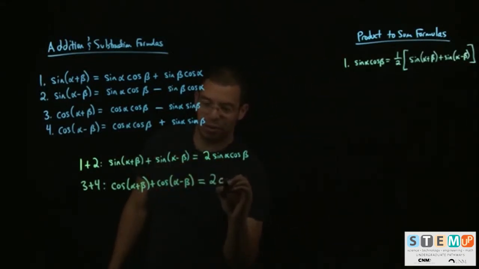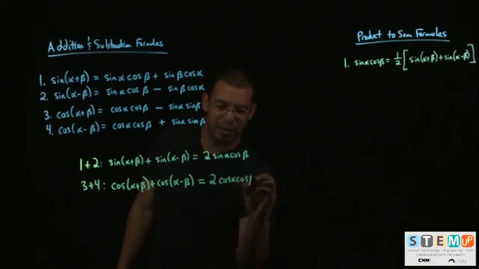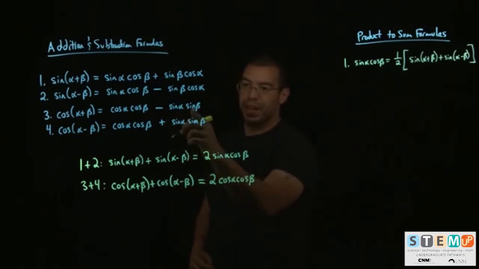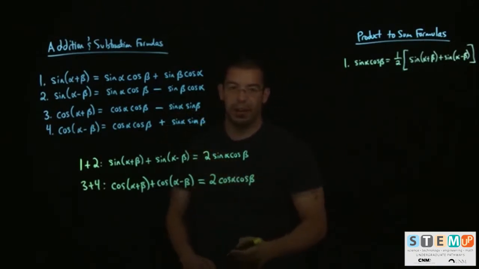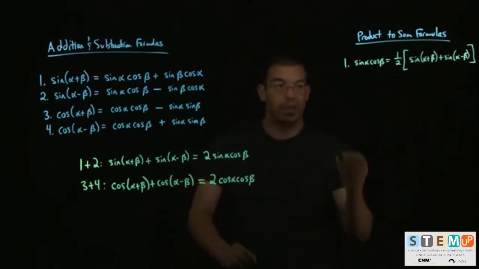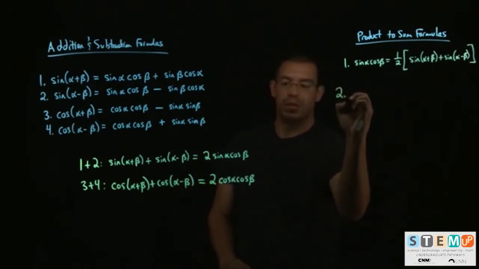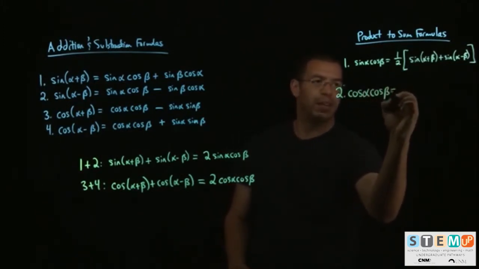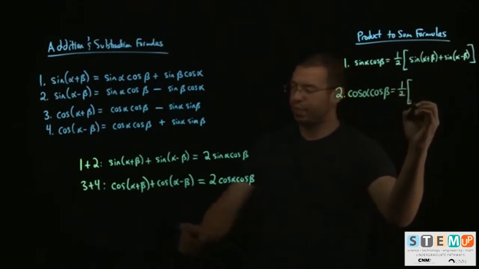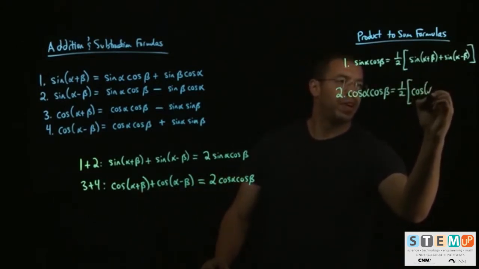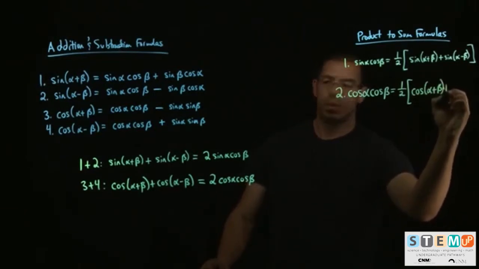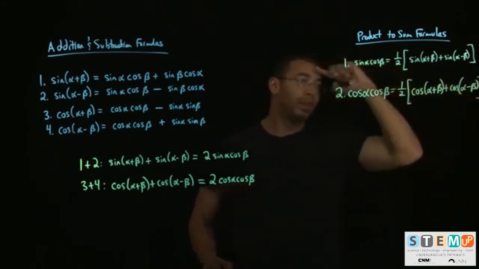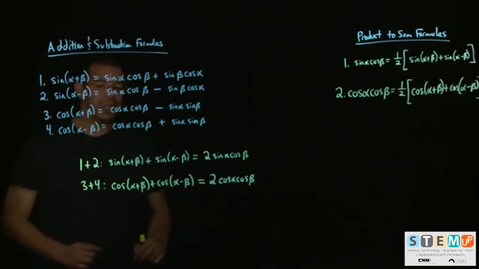So again, I'm going to have 2 cosine alpha cosine beta. And again, these 2 are going to cancel. Negative sine alpha sine beta and a positive sine alpha sine beta are going to cancel when we add. And so now dividing everything by 2, I get our second. I'm going to try to write this bigger. Cosine of alpha cosine of beta is equal to 1/2 cosine of alpha plus beta plus the cosine alpha minus beta. Okay, so that's two of them.